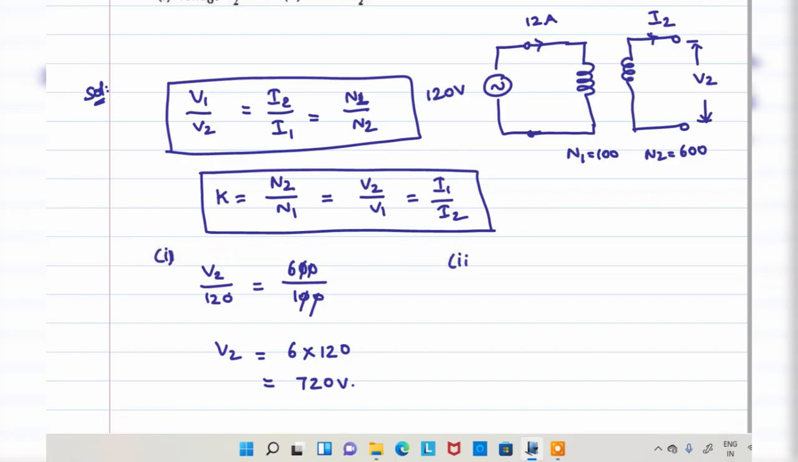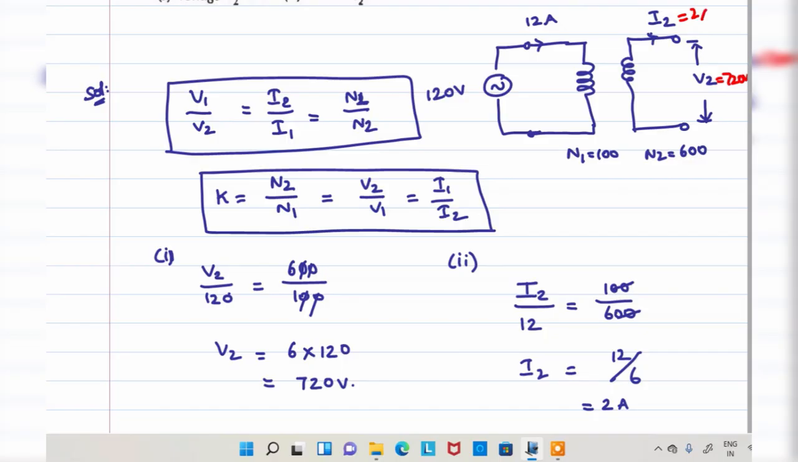What about the second part? The second part is current. The current value I1 is given, you want I2. I2 by I1, with I1 already given as 12, is equal to, important here, I2 by I1 is equal to N1 by N2. N1 is 100, N2 is 600. Here the zeros get cancelled. I2 is equal to 12 by 6, that is equal to 2 amperes. So finally you got the values: 720 volt and 2 amperes. This is the solution.